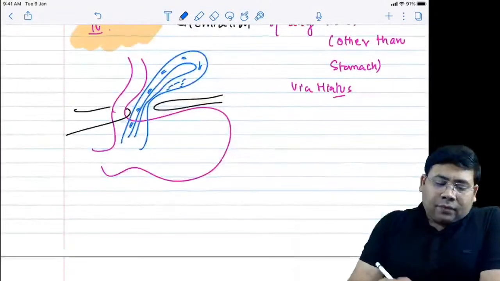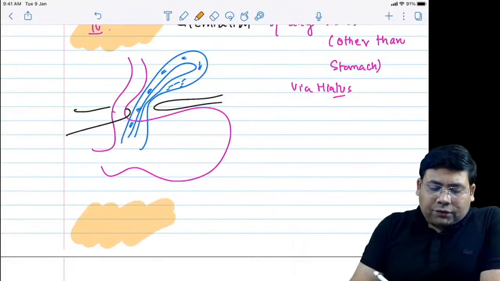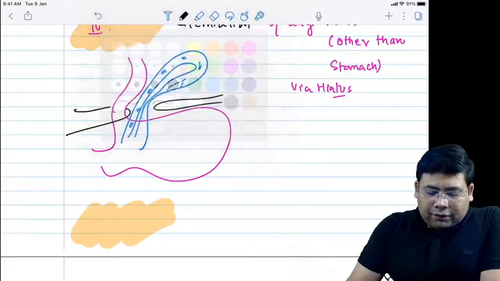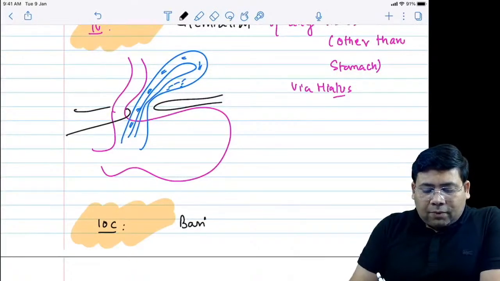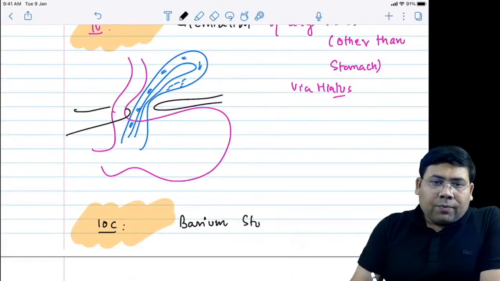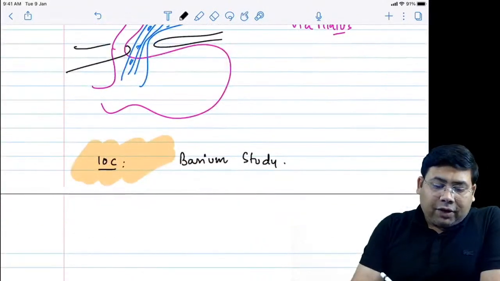Now next is, what is the investigation of choice? Answer is barium. Barium study is the investigation of choice. One very important thing.